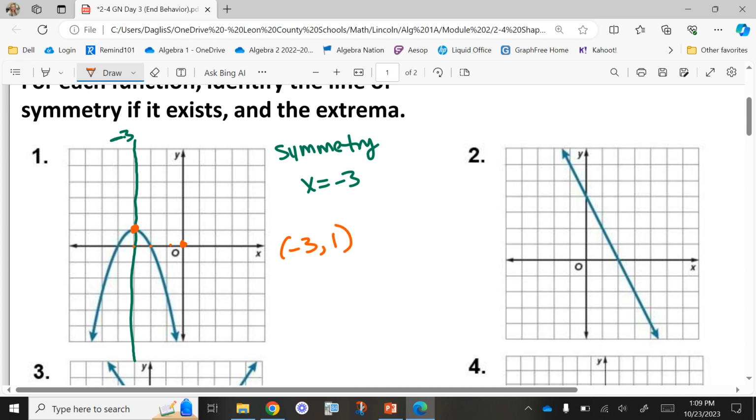Is this extrema going to be a relative minimum or a relative maximum? A relative maximum, because it's at the top. Yep.